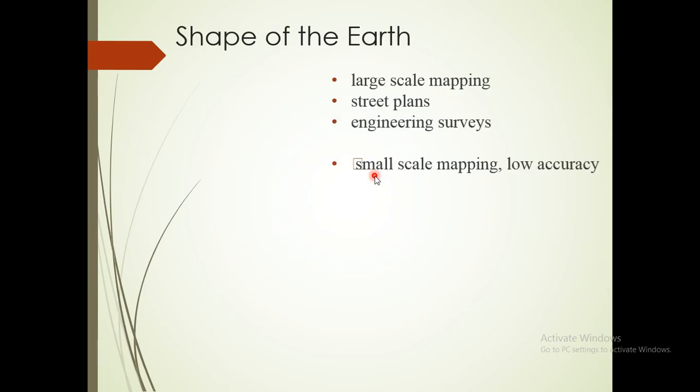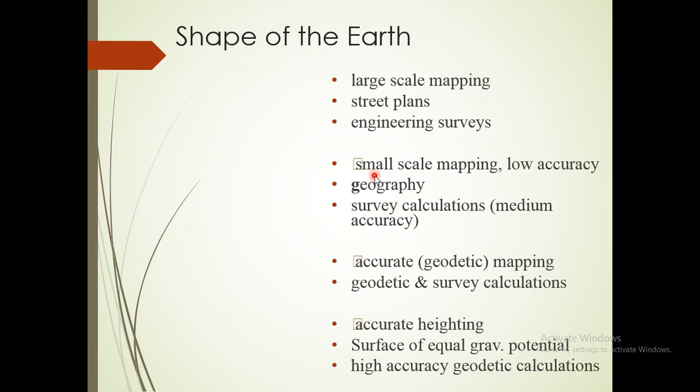Okay, kita ada untuk street plan. Untuk street planning, kita tengok orang kat tepi-tepi buat engineering survey. We consider the earth as flat, as one straight line. Okay, and then if we want to do geography, small scale mapping, survey calculation, we consider the shape of the earth as a sphere. Not consider, we assume it. It's because in order for us to do a simple calculation, we make an assumption. But if we want to do accurate mapping, we use an ellipsoid. And then if we include the heighting, we use the geoid assumption.